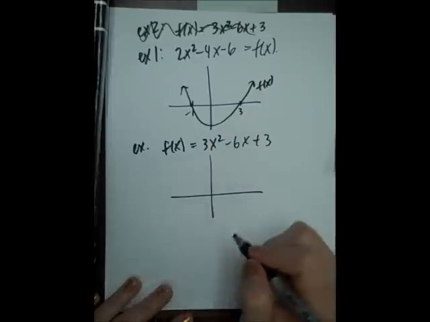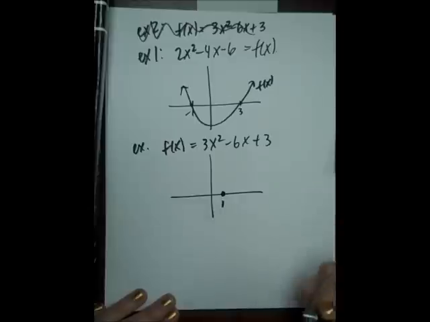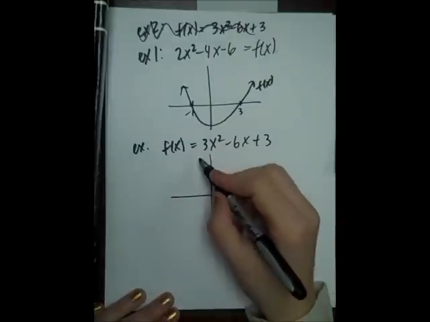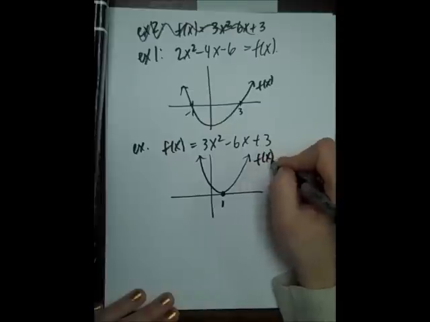Let's do this one. What were my roots here? Well, I only had 1. I had a root at 1. 3 is positive, so it's facing upwards. So this is my function.